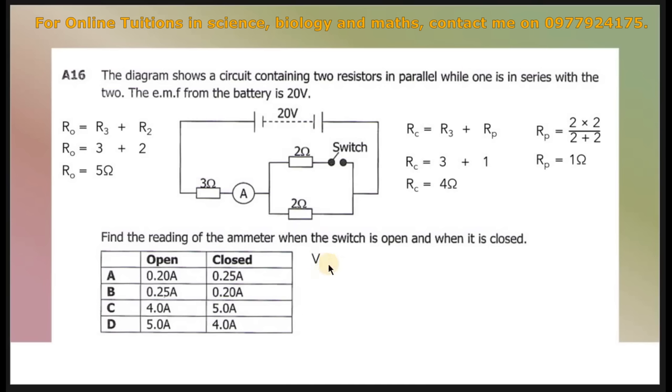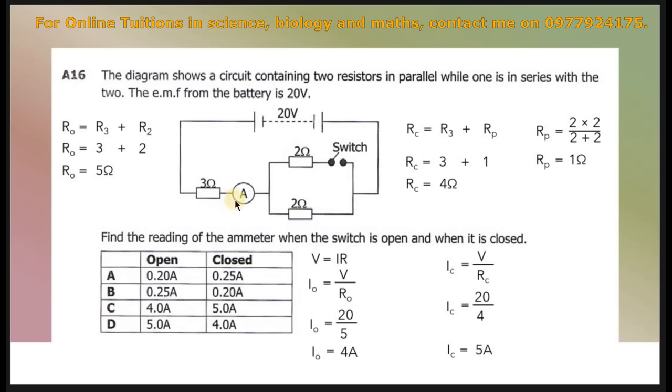The current is connected by Ohm's law, which is voltage equal to current times resistance. So we need the current when the switch is open. Current when it is open is equal to voltage divided by total resistance when it is open, which is voltage 20 divided by 5, equal to 4 amps. Good. Then we also calculate the current when the switch is closed: voltage over total resistance when closed. The voltage is the same, guys, 20 over resistance 4. So the current when the switch is closed is going to be 5 amps.